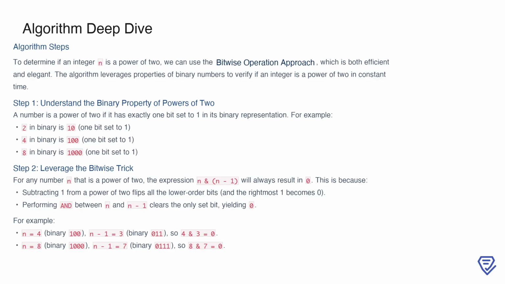Next, we use a clever bitwise trick to verify this property. If you take any power of 2, subtracting 1 will flip all the lower order bits, including the rightmost one. When you perform a bitwise AND operation between the number and its value after subtracting 1, the result is always 0. For example, with n equals 4, its binary form is 100, and n-1 is 011. The operation 100 AND 011 clears the only set bit, resulting in 0. Similarly, for n equals 8, the binary form is 1000, and n-1 is 0111. The n AND n-1 operation again yields 0. This property makes the method both elegant and computationally efficient.